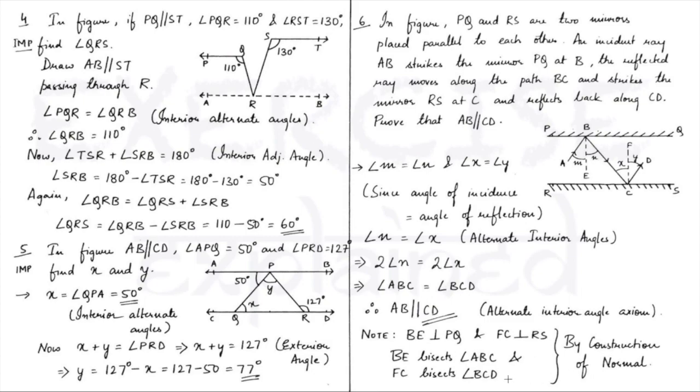These are few constructions which I have written over here, that is BE is made perpendicular to PQ and FC is made perpendicular to RS. BE bisects angle ABC and FC bisects angle BCD.